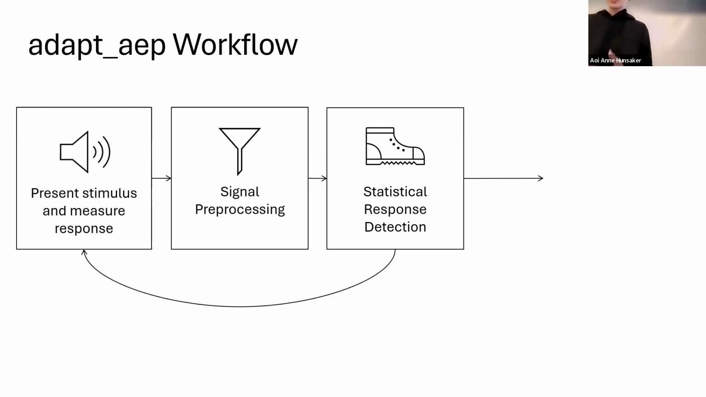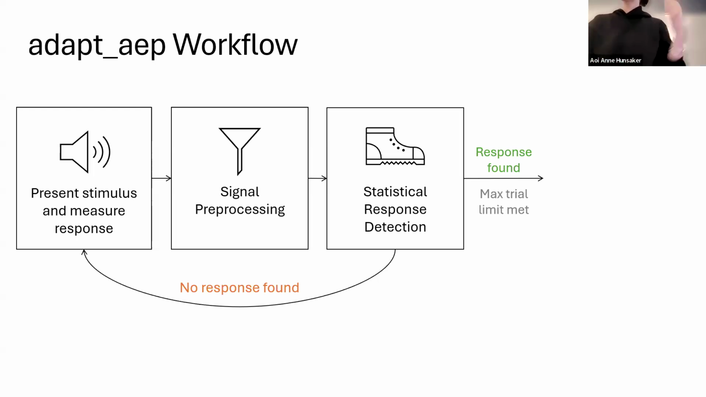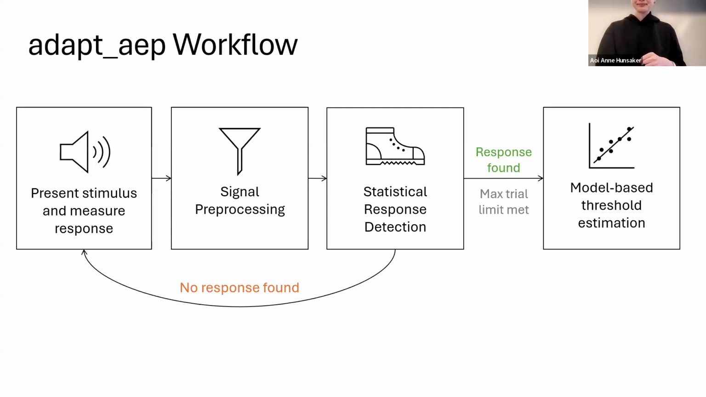Depending on the result of this step, the program will either go back to the first step in the workflow, present another set of trials, or if there is a response detected, it will progress to the next step. The program can also progress if the max trial limit that's set by the experimenter in the beginning of the program is met as well.